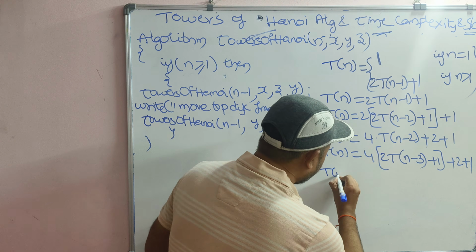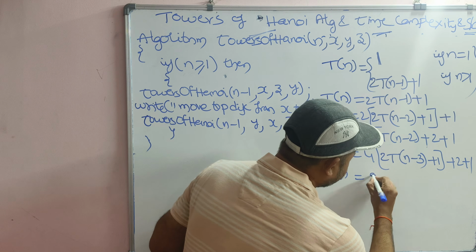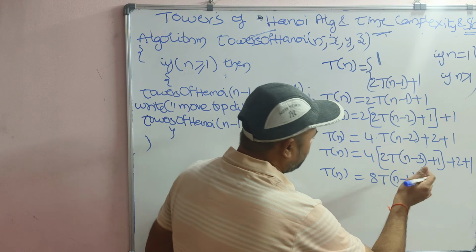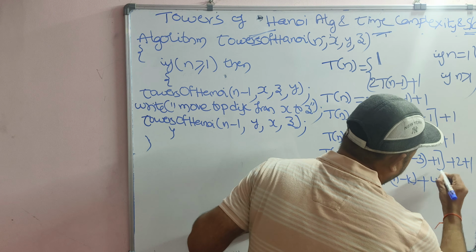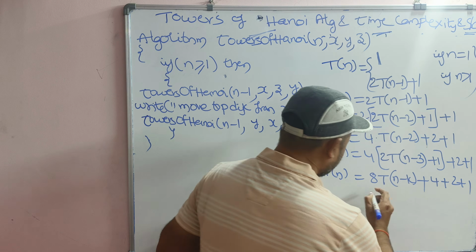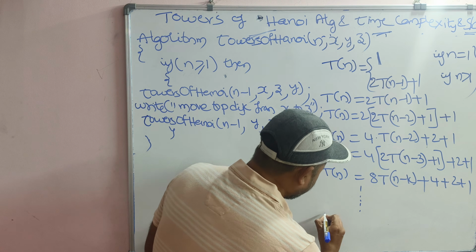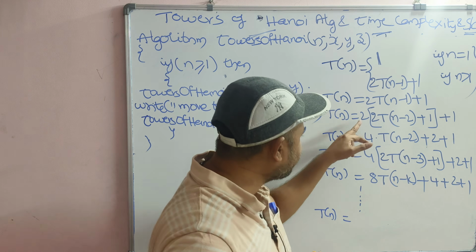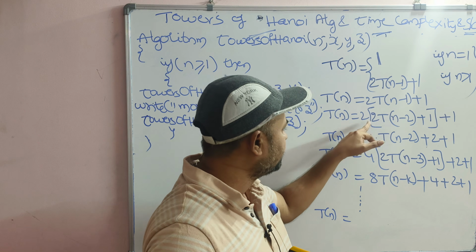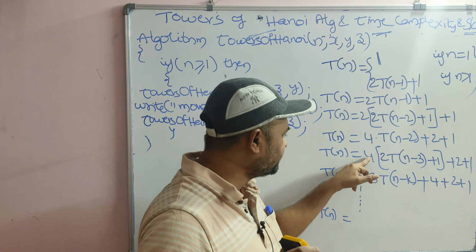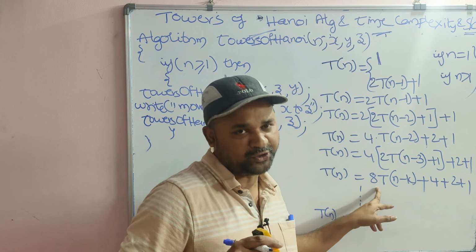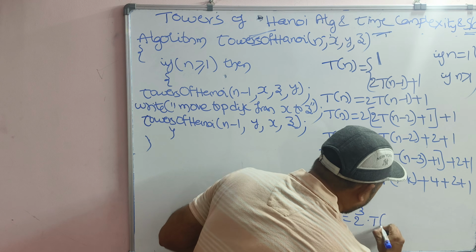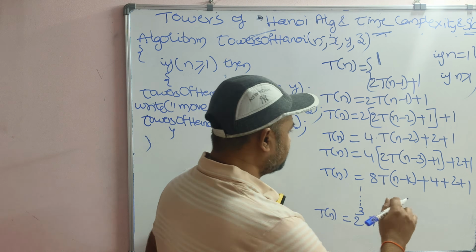So t of n equal to, so 4 into 2 means 8t of n minus k plus 4 into 1, 4 plus additionally we have 2 plus 1. So on. What is the kth term? So t of n equal to, what is the kth term? So we can write this as 2 power 1, whereas this as 2 square, whereas this as 2 cube. So 2 cube into t of n minus, so here what is the value?